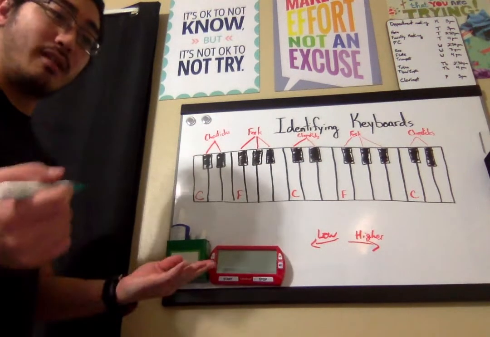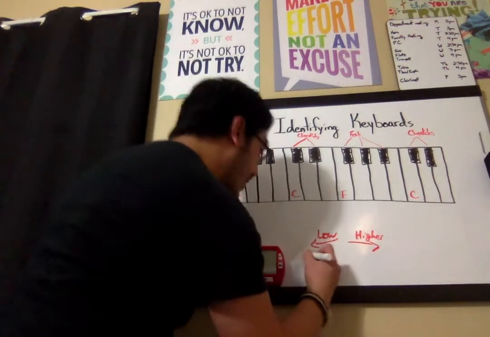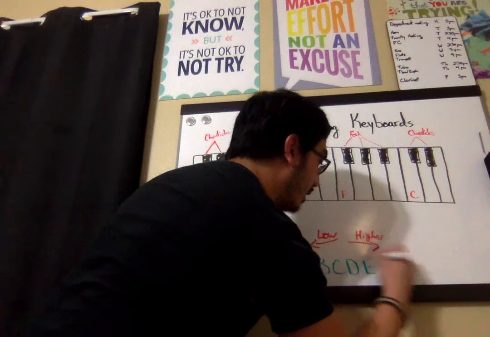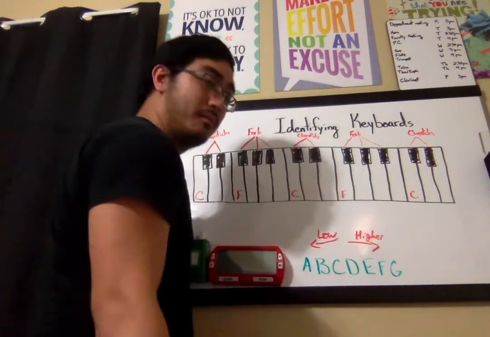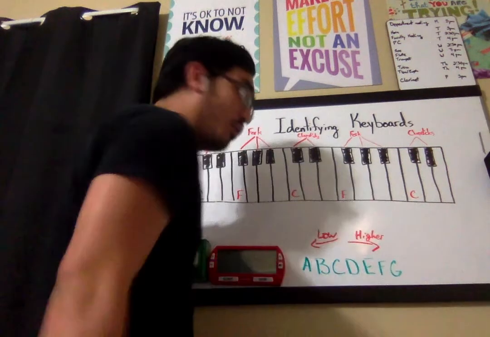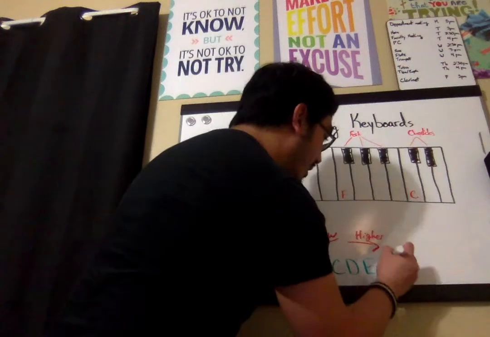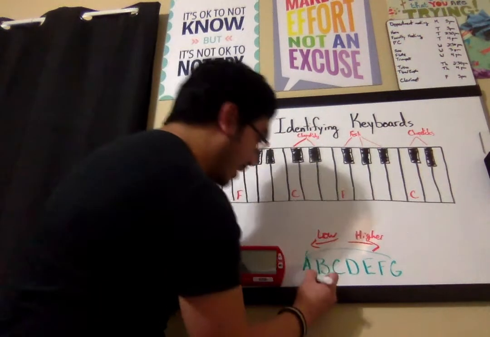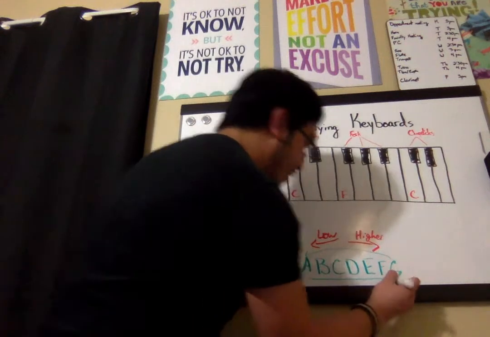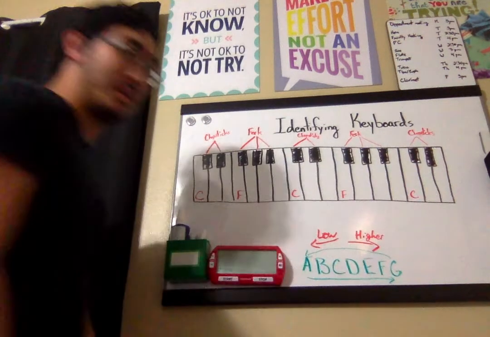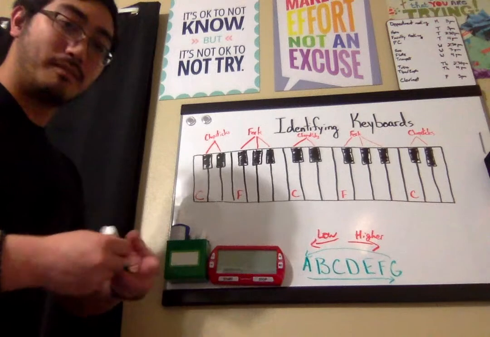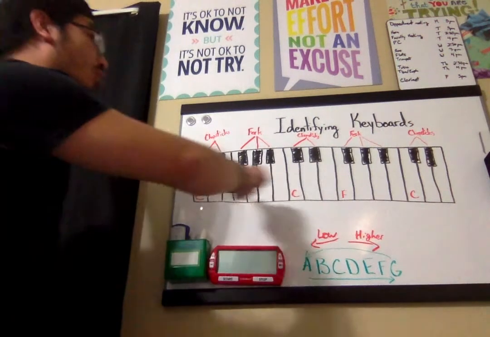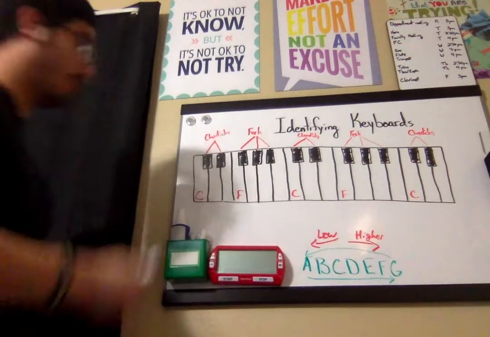The musical alphabet in America uses the letters A, B, C, D, E, F, G. And then after G, you go right back to A, B, C, D, E, F, G. So you have this continuum of letters from A to G. So we can fill in the rest of this just by using the alphabet.